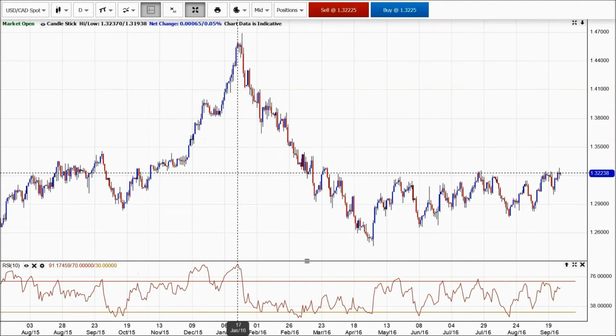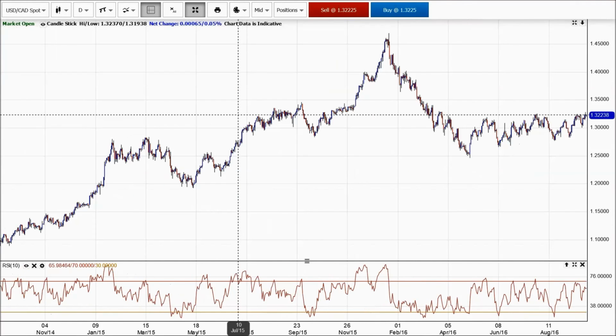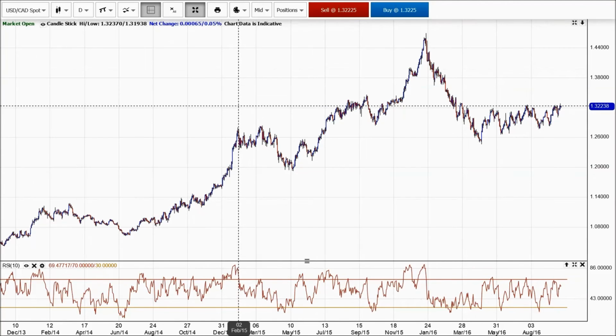Look at the moves from last year. I used to write a column for Shares magazine on foreign exchange, and it was great to write about the US dollar against the Canadian dollar, because you get such brilliant trends. I mean, look at this fantastic trend from, is that from 2014? Just bang, bang, bang, bang, bang, all the way up to the end of last year.